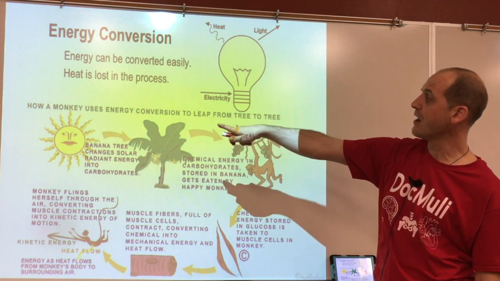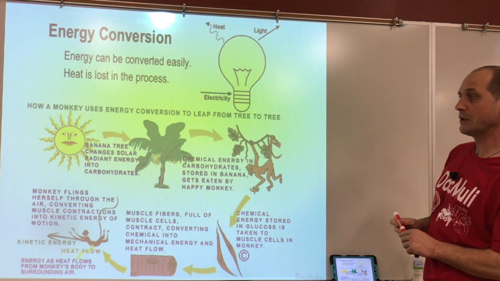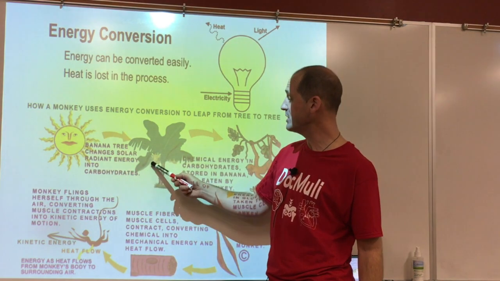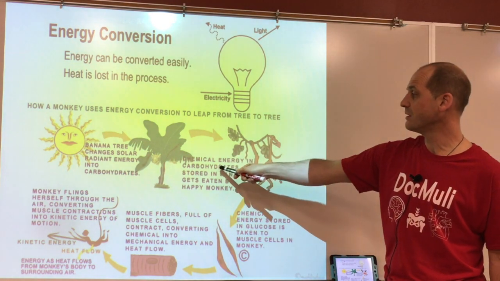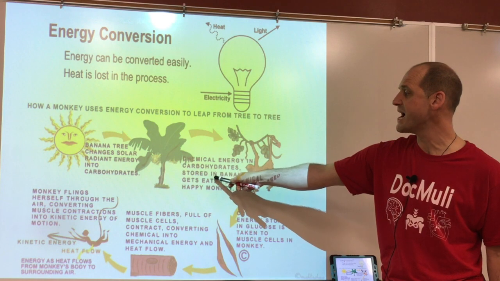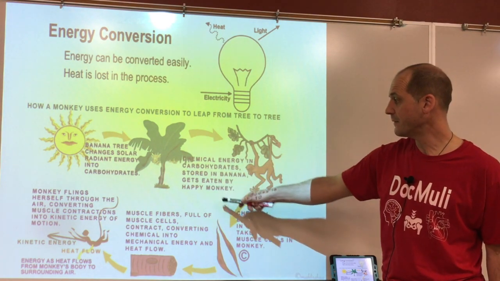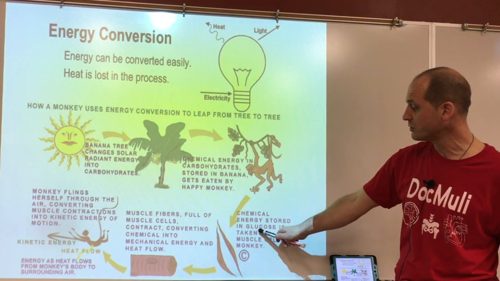I like this little example of how the monkey uses energy conversion to leap from tree to tree. So we get solar energy, it goes into the banana tree leaves, makes bananas, and the monkey can eat the bananas. That gives chemical energy in the carbohydrate stored in the banana, that's the sugar. It makes a happy monkey, and then that will be broken down into glucose.